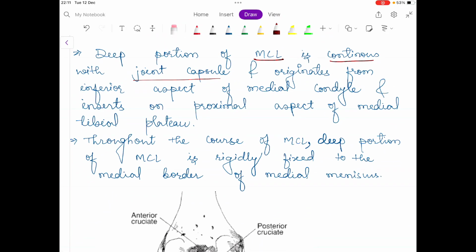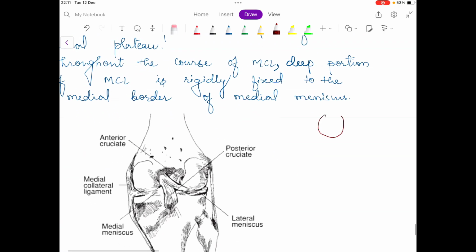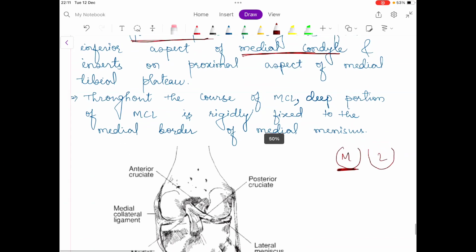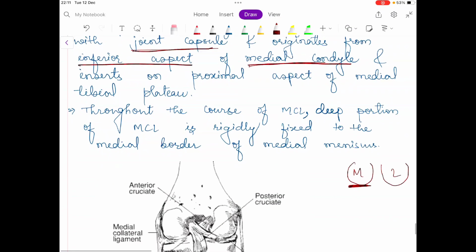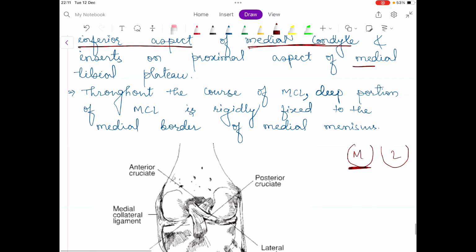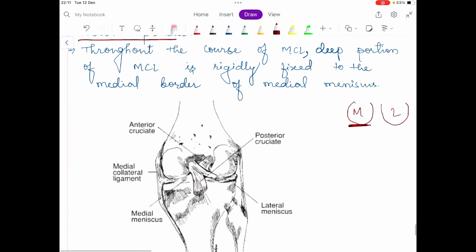Now the deep portion of the MCL is continuous with the joint capsule and it originates from the inferior aspect of the medial condyle of the tibia. Let's say that this one is the medial condyle, this one is the lateral condyle, this one is the medial and this one is the lateral. So inferior would be this. So it originates from the inferior aspect of the medial condyle and it inserts on the proximal aspect of the medial tibial plateau. Now let's say that this one is the medial tibial plateau.